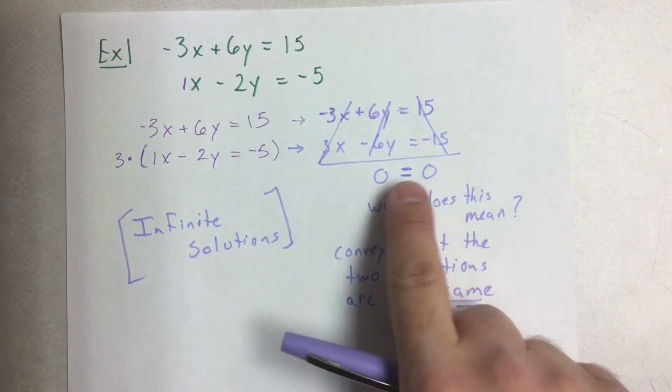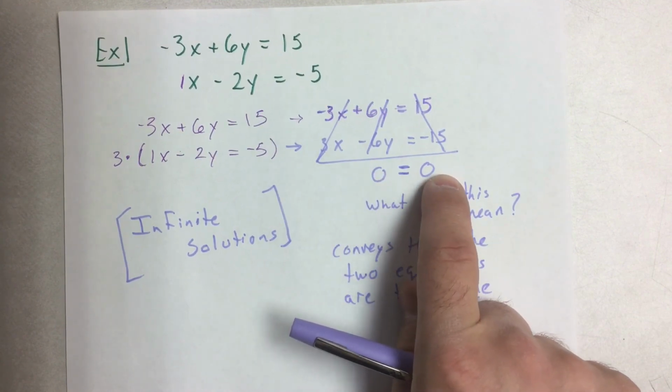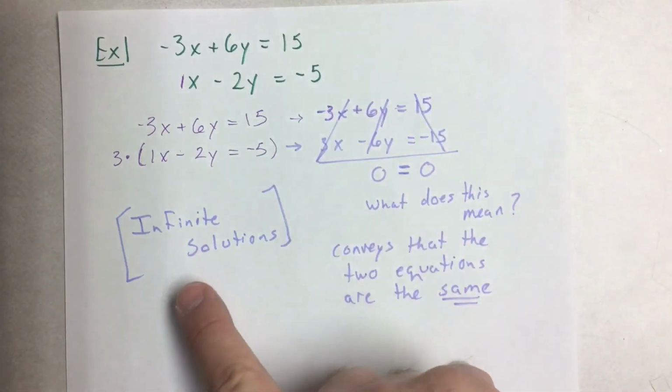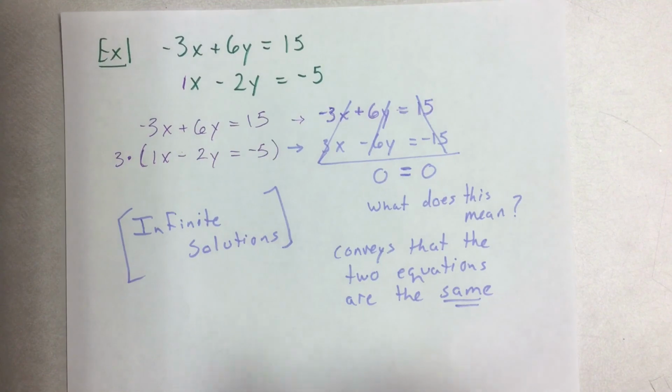In the previous video, you saw that if we had some number equaling a different number, that tells us that there's no solution, that the two lines are parallel, that they're not intersecting. But here, we have infinite solutions.